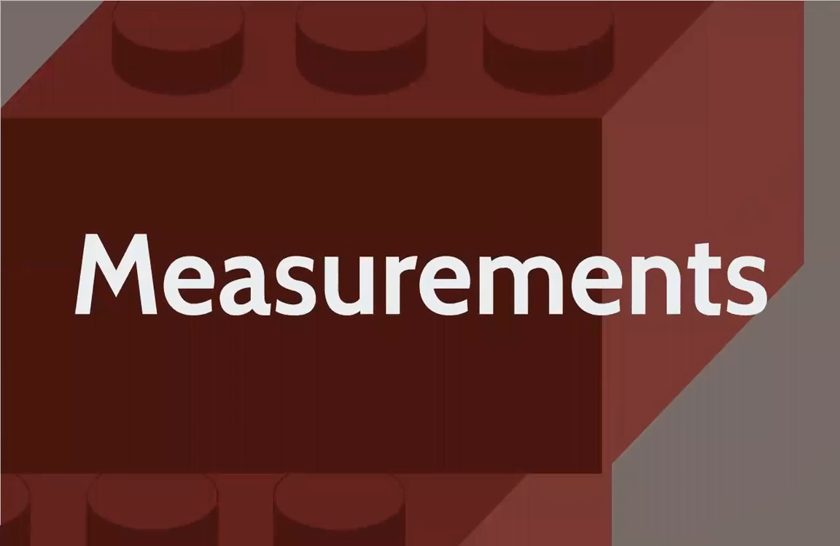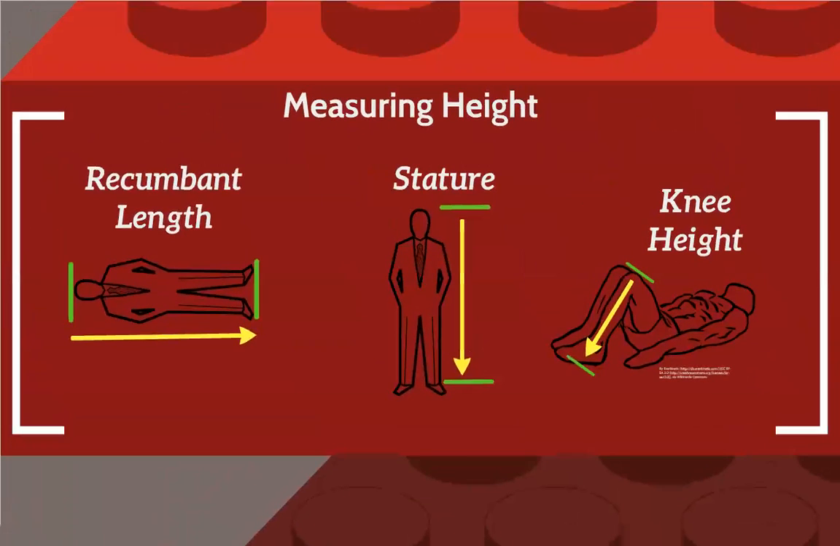So the first thing we're going to look at is the different ways to measure growth. One of those is height, and you can do this several different ways. The preferred method is stature, and stature is measuring while they're standing, from the floor to the vertex of the head, so the top of the head. But that requires that the person be able to stand.